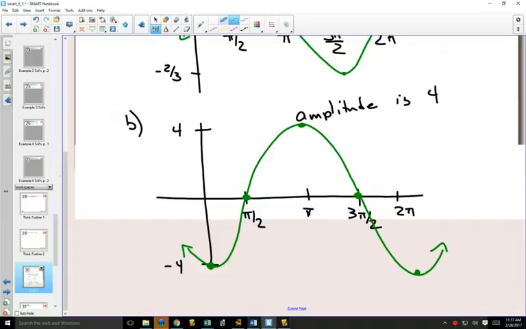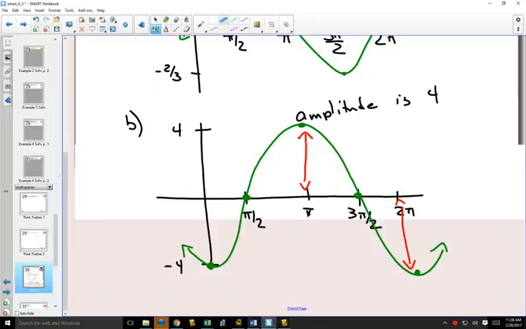Now, even though the a value was a -4, when we say what the amplitude is, remember the definition of the amplitude is the distance from the center line to a maximum or the distance from the center line to a minimum. Well, that distance is 4. So we would still say that our amplitude is a +4, even though there's a -4 out in front.